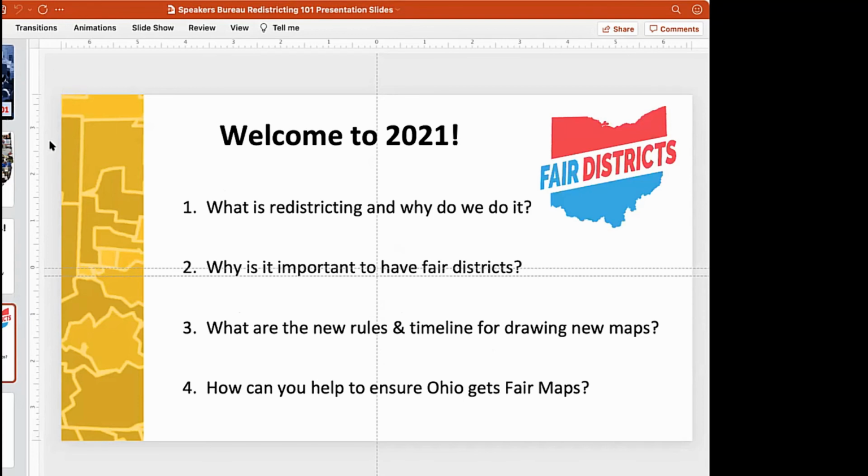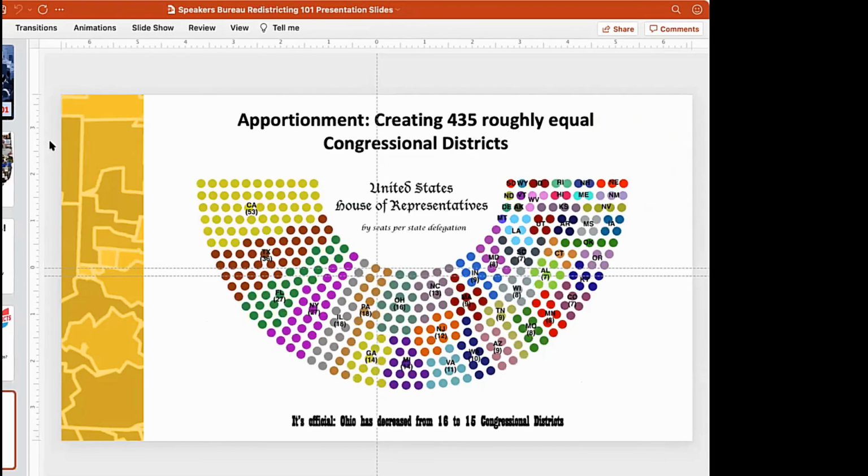So what is redistricting and why? After every census, we make new maps for Ohio congressional districts as well as for the Ohio General Assembly. So I'm going to address both of those entities from the perspective of these 4 issues. And I'm going to begin with apportionment.